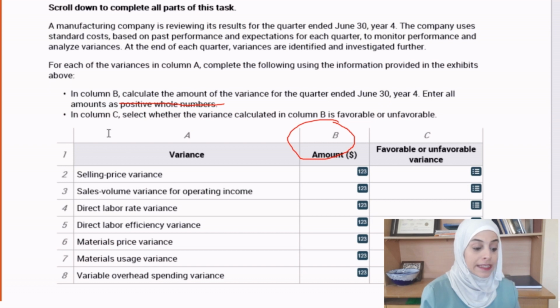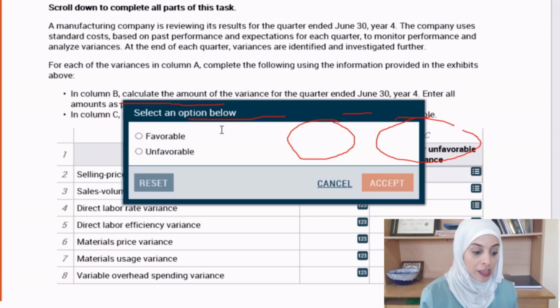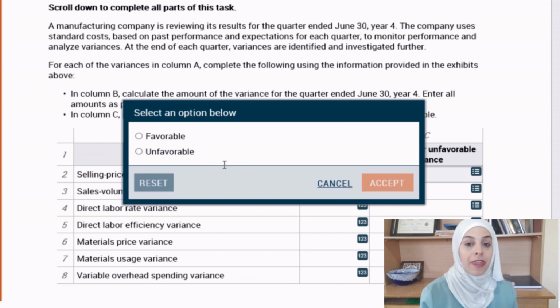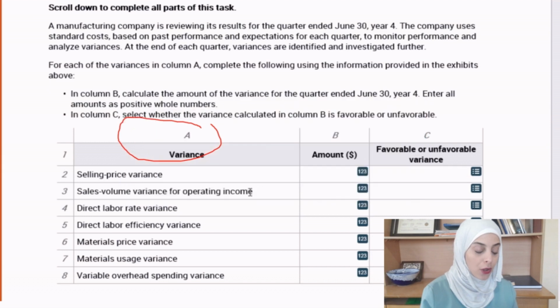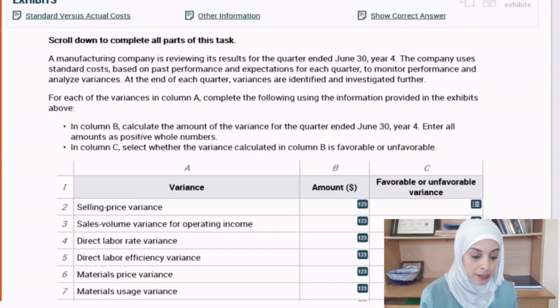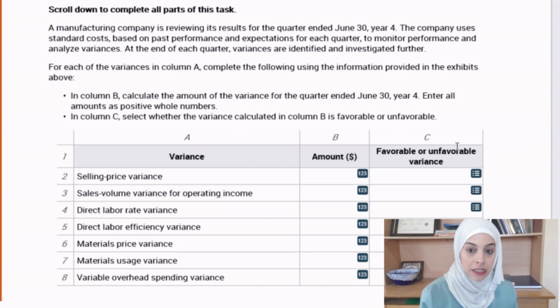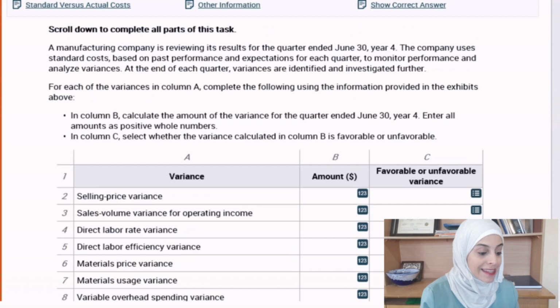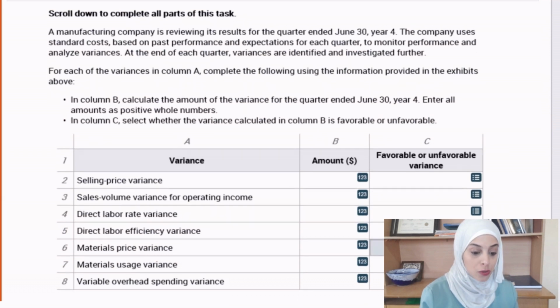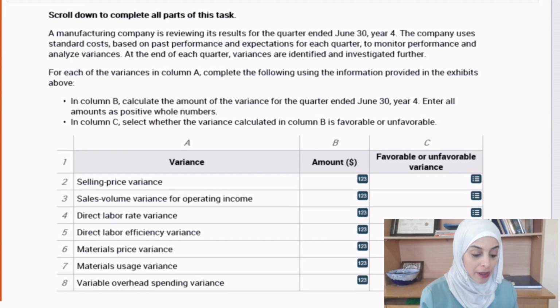In column C, select whether the variance calculated in column B is favorable or unfavorable. So here in column C, as you see, it's a choice list cell because they gave you two choices, favorable or unfavorable, and you should choose one based on the computations you come up with. You should determine if it was favorable or unfavorable. Okay, so you're going to enter the amounts in column B and whether it's favorable or not in column C. So let's start with the first one, selling price variance. Here they want us to find the selling price variance.